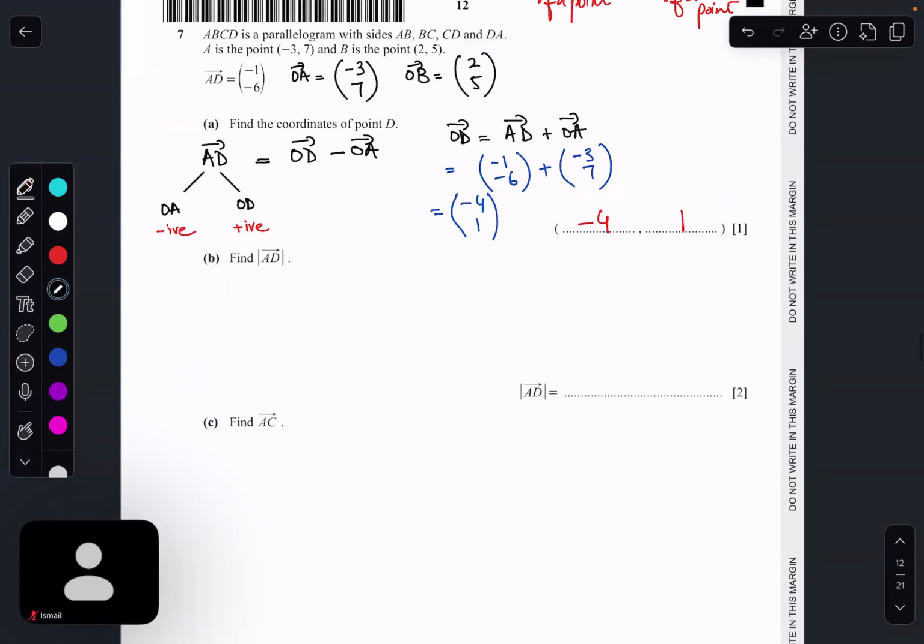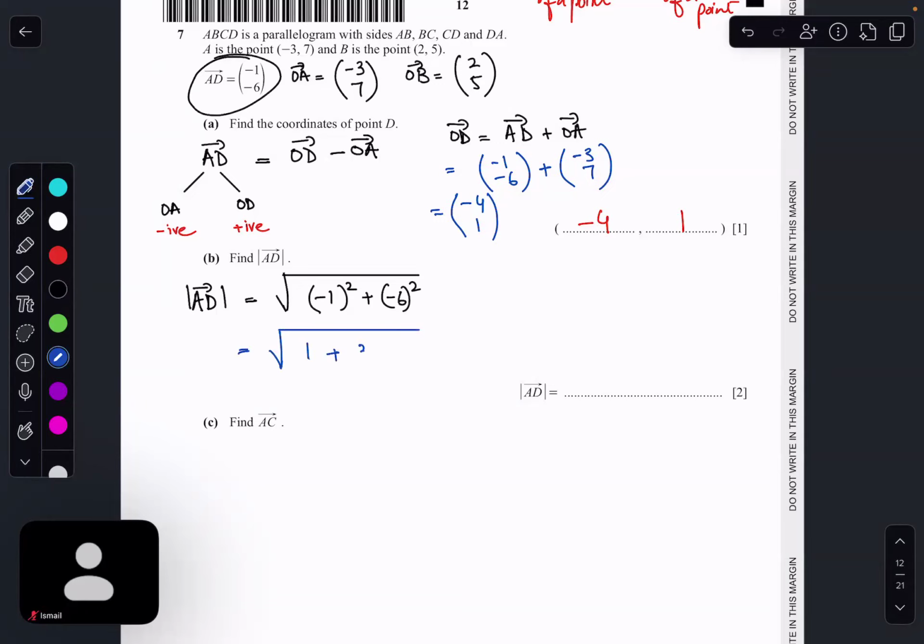Find the magnitude of AD. To figure out the magnitude of AD, I'm just going to take the square root of the squares of the horizontal and vertical components, derived from Pythagoras. Sorry, it's AD, not OD. Looking at this one, -1 and -6, so this will be 1 plus 36, square root of 37. You have access to a calculator, so you can calculate the value: 6.08.